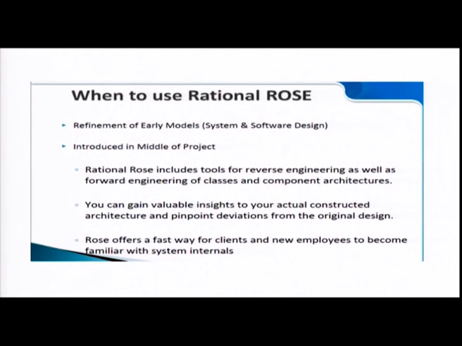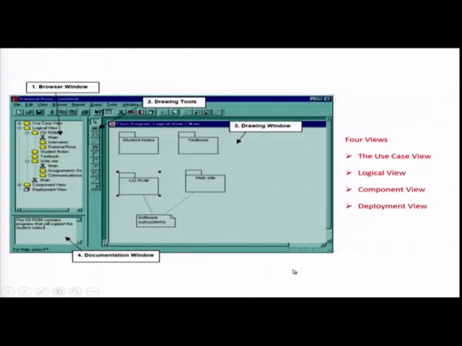Refinement of early models, system and software design, introduced in the middle of the project. Rational Rose includes tools for reverse engineering as well as forward engineering. You can gain valuable insights into your actual constructed architecture and pinpoint deviations from the original design. Rose offers a fast way for clients and new employees to become familiar with system internals.